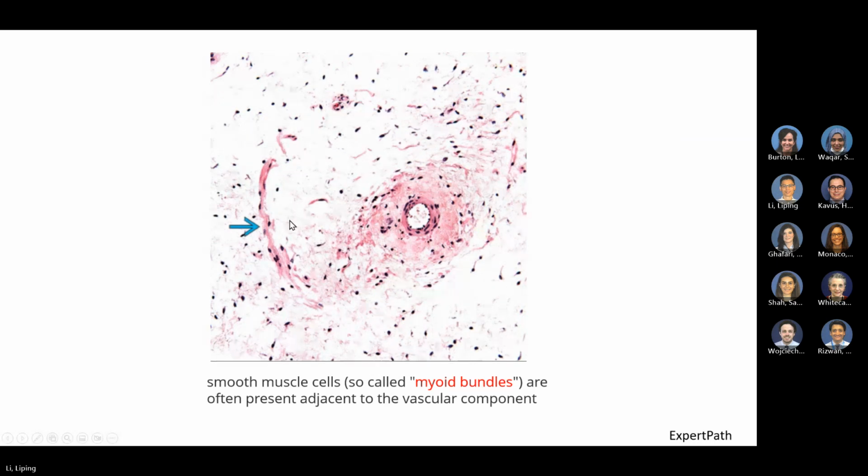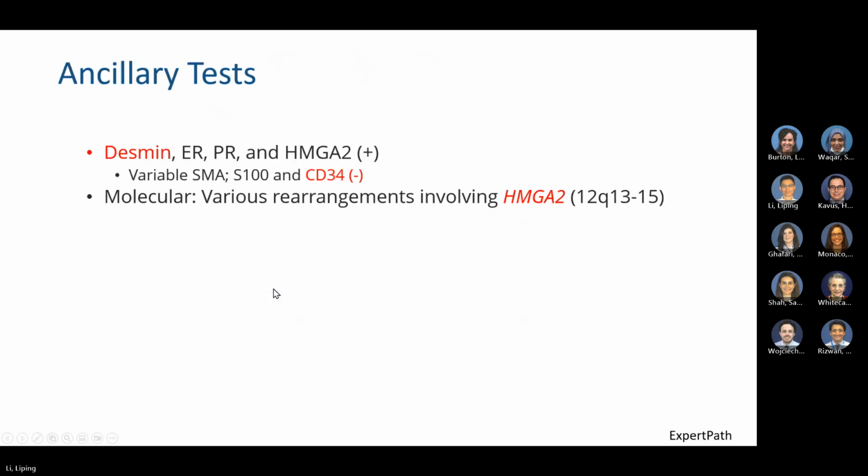Then this is a specific feature for this entity, even though we can also see it in other entities. But when you see this, you should think of this diagnosis. This is the vessel, and adjacent to the vessel, we can see small muscle forming vesicular growth, like lineage looking like this. The immunostaining is Desmin, ER, PR, HMGA2 positive. And usually this lesion is S100 and CD34 negative.